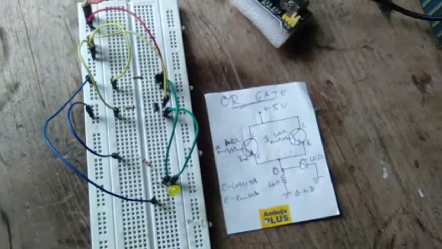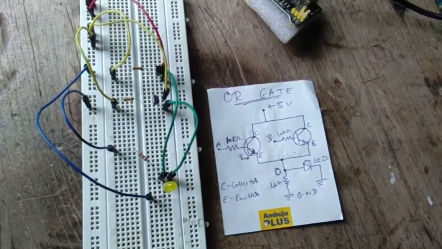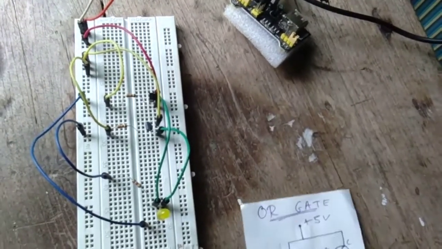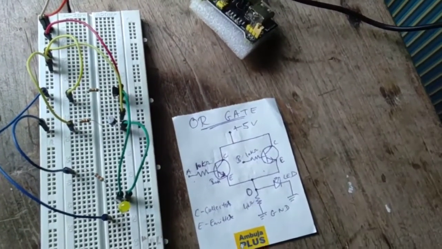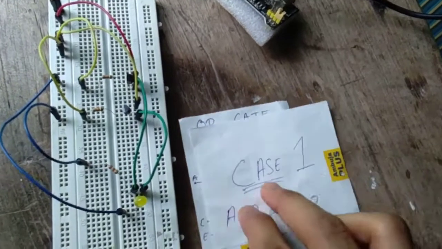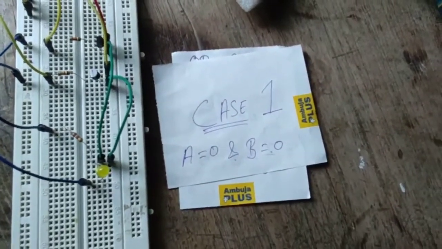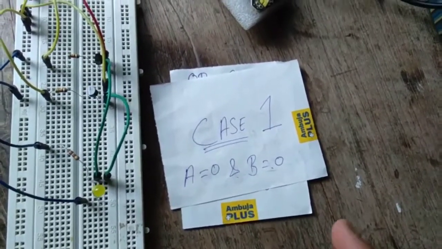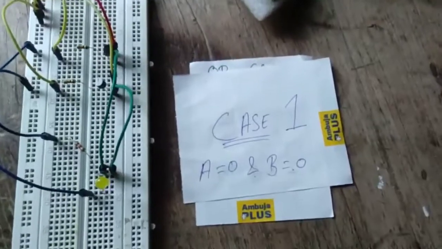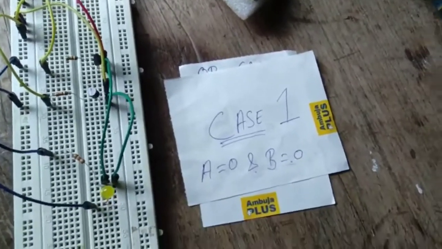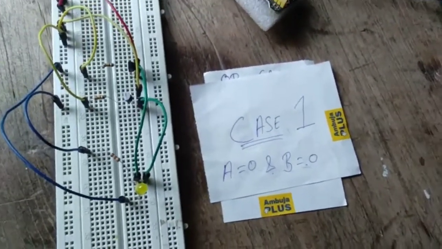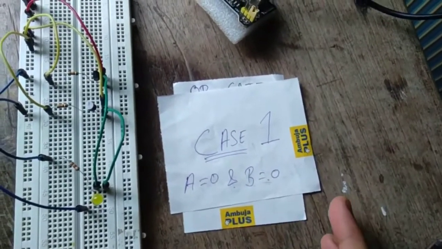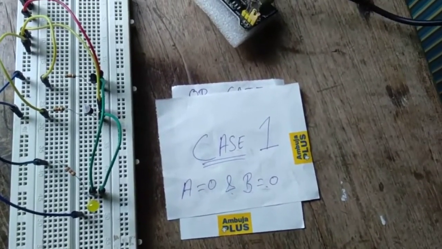So now I have to see the practical working of this. For an OR gate we have 4 cases. In the first case, input A is 0 and B is 0. The OR gate has a Boolean expression of A plus B is equal to output. So if input A and input B both are 0, then according to the Boolean expression A plus B, the output also should be 0.